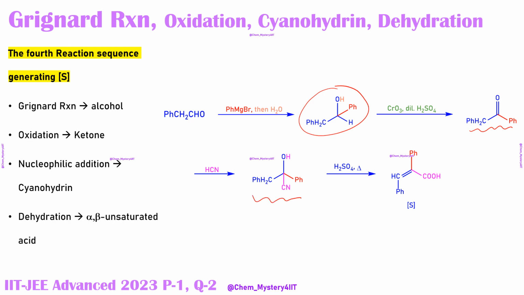That generates this compound called cyanohydrin. And in the last step, with sulfuric acid and heat, they did not tell us that this is concentrated sulfuric acid. But if it is sulfuric acid with heat present and you have an alcohol, and that alcohol is 3 degree, there are fair chances that dehydration will take place and we'll get some unsaturated compound formed. We'll see these options one by one.